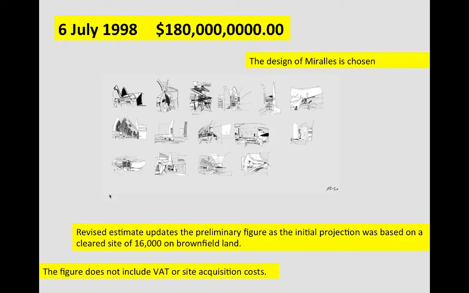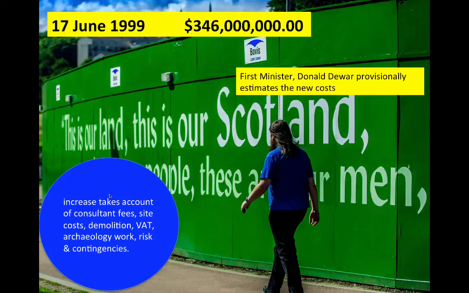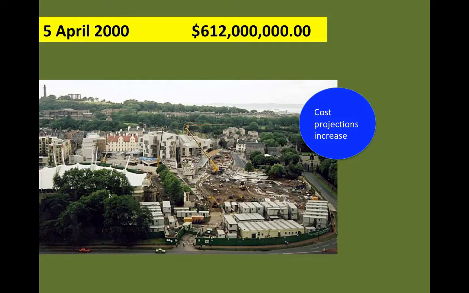So anyway, this is 1998. In 1999, Donald Dewar came back. They had to provide a new round of cost estimates and jump to $346 million. This took into account the consultant fees, site costs, demolition, value-added taxes, archaeology work, because the new site is in an archaeologically significant area next to castles and a park, and risk contingencies. Risk contingencies had to be applied early in the project to allow for these kinds of changes. So the costs had gone from 180 to 346 million in 1999. In April 2000, they had to jump it again to $612 million.